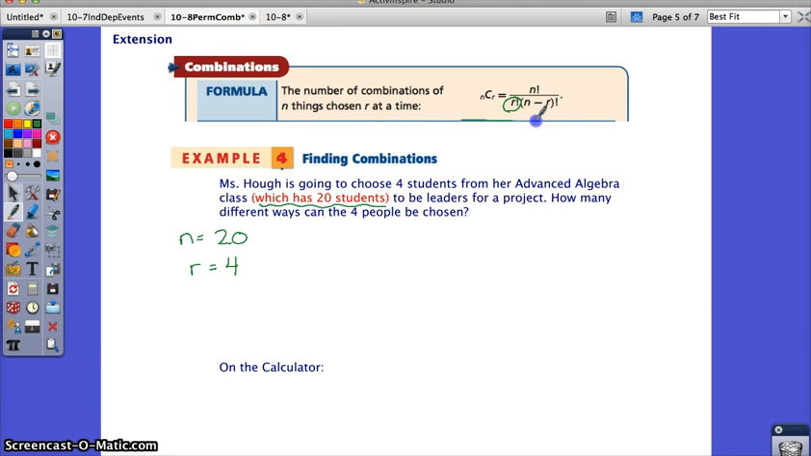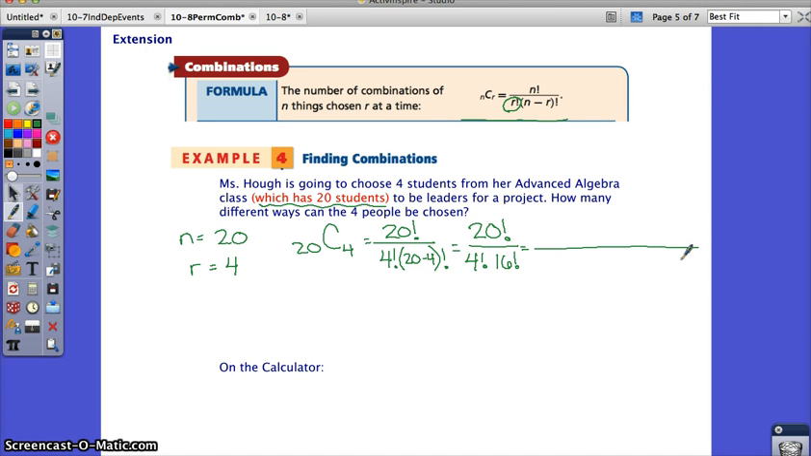Okay, let's start with this formula here. So we would have 20 choose 4, 20 combination 4. Everywhere you see an N, you're putting in that total. So we have 20 factorial over R factorial times 20 minus 4 factorial. Simplify that subtraction. It's going to look very similar to the permutation formula, except now you have 2 factorials in the bottom. So we have the 20 factorial over 4 factorial times 16 factorial. Now this is not the same as that. Expand it out. You have to be able to simplify this.